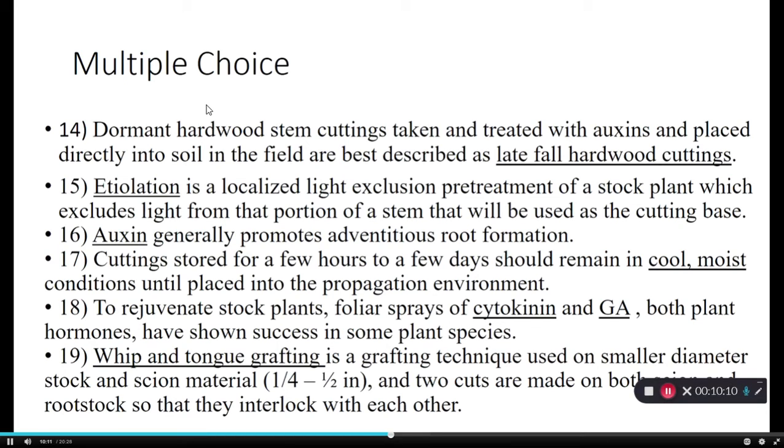Going on here, rejuvenation of stock plants. Again, this was part of our discussion of stock plants that were in a mature phase and how can we return them to a more juvenile form so that the rooting percentage is increased. And we talked about the use of cytokinin sprays and gibberellic acid sprays, whereby that has shown some success in some plant species of rejuvenating them.